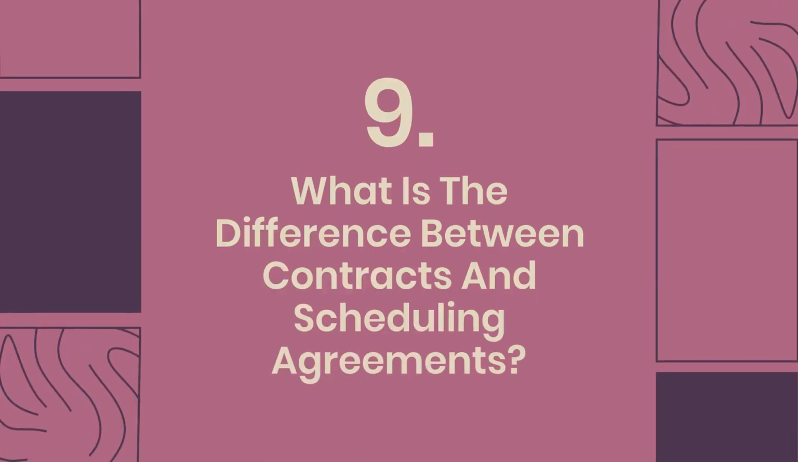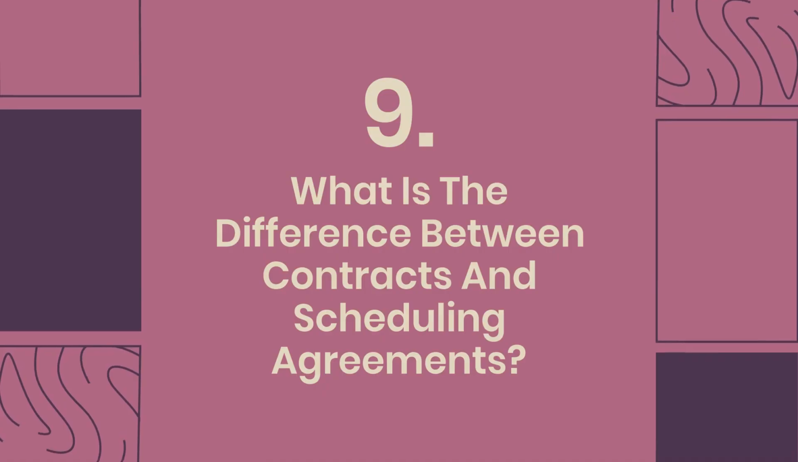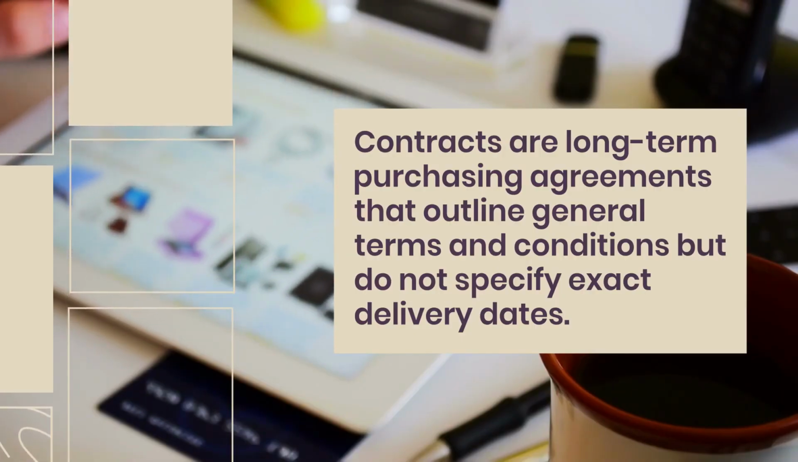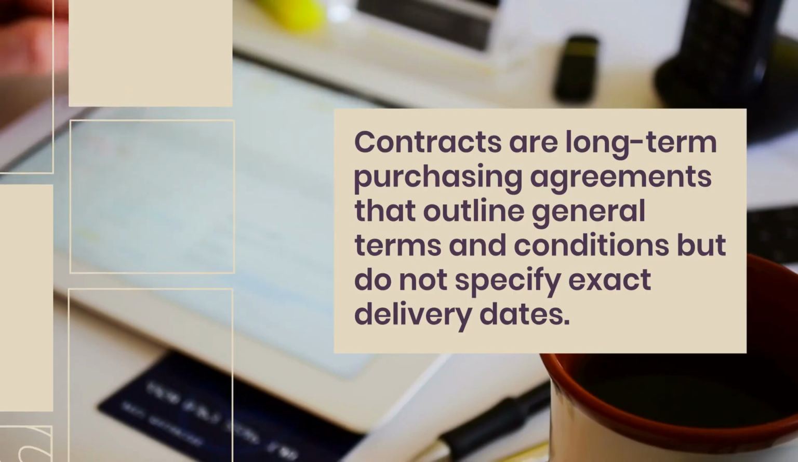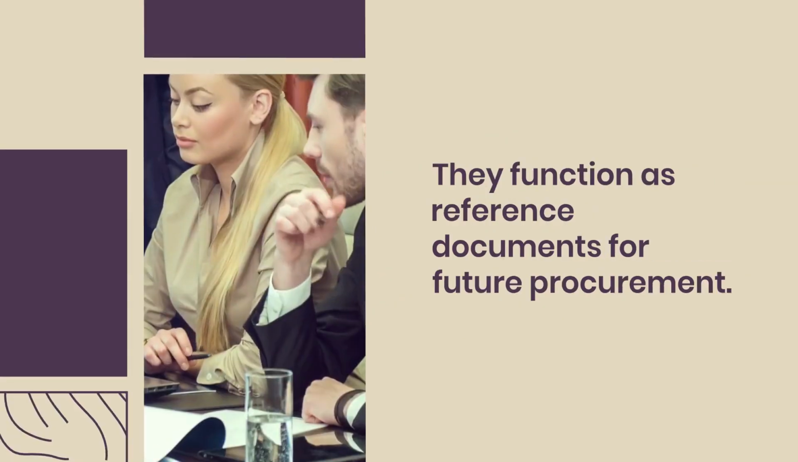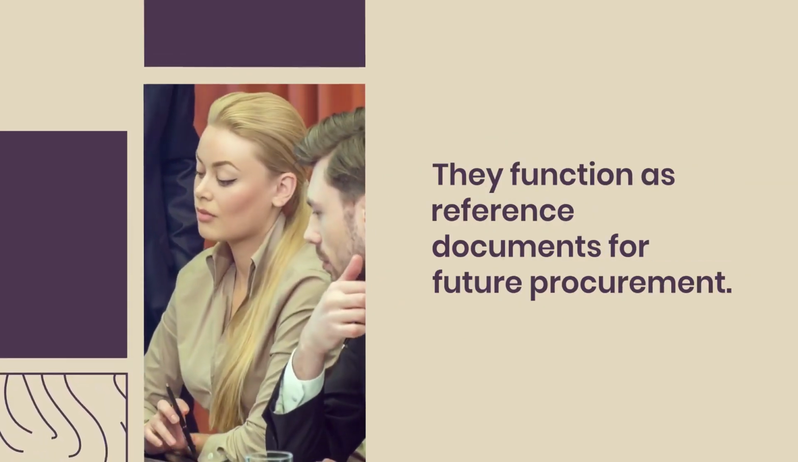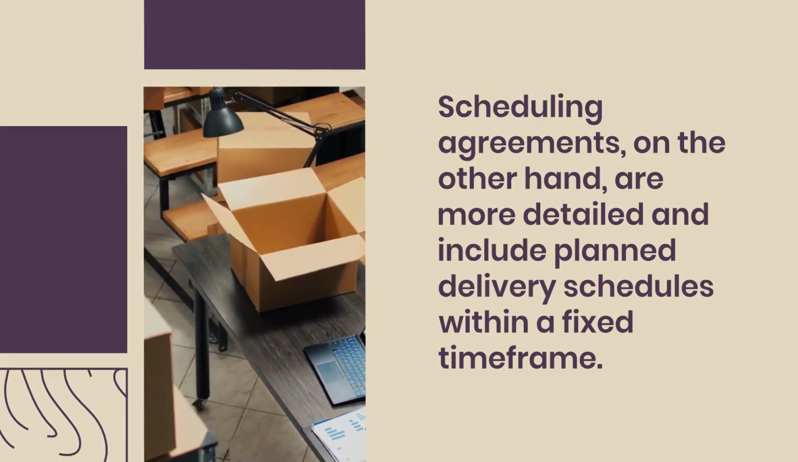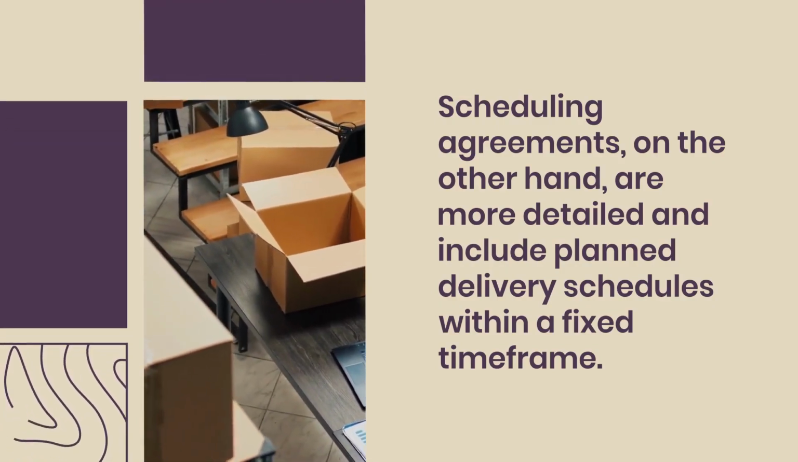9. What is the difference between contracts and scheduling agreements? Contracts are long-term purchasing agreements that outline general terms and conditions, but do not specify exact delivery dates. They function as reference documents for future procurement. Scheduling agreements, on the other hand, are more detailed and include planned delivery schedules within a fixed time frame.